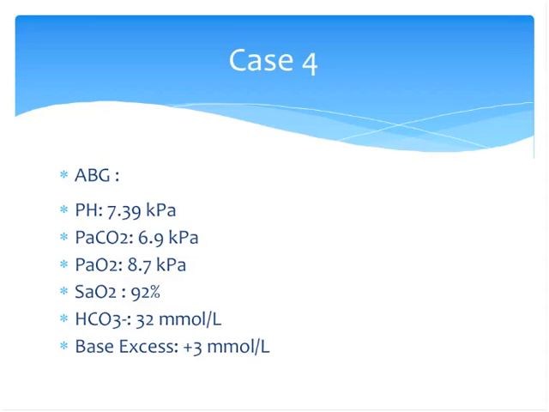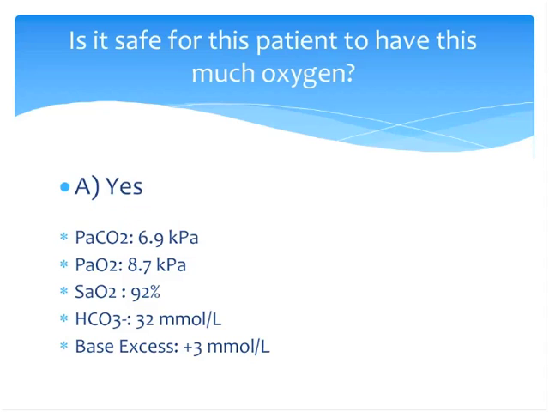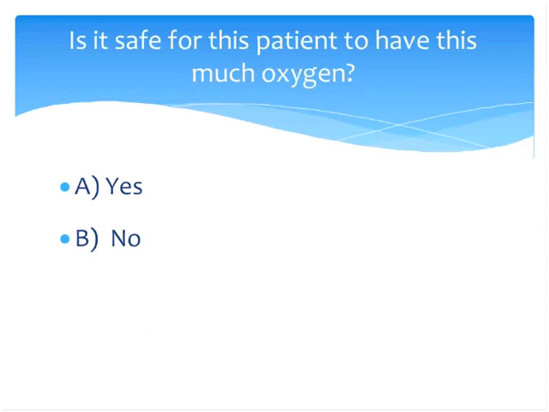So the pH is 7.39, PaCO2 6.9, PaO2 is 8.7, saturation is 92%. And your bicarb is 32 with a base excess of +3. So your question this time is, is it safe for this patient to have this much oxygen?